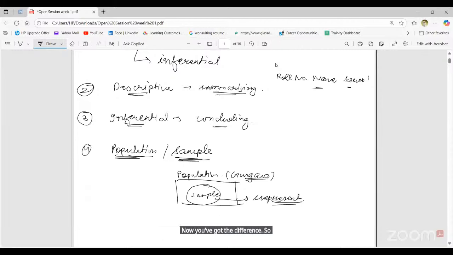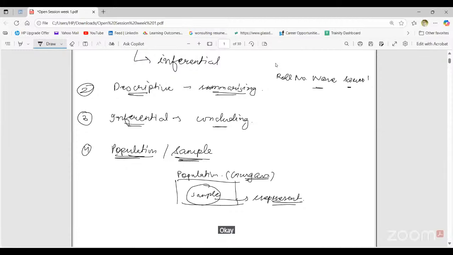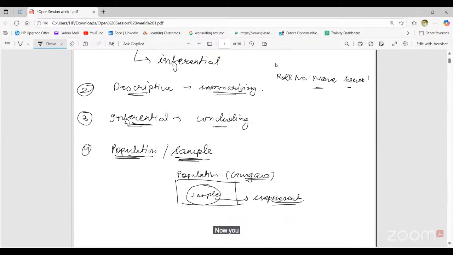So basically, in inferential you just have to remember that in descriptive you can describe data for a population and a sample both. But in inferential, what you do is conclude about the population based on the sample. Now you got the difference between inferential and descriptive?